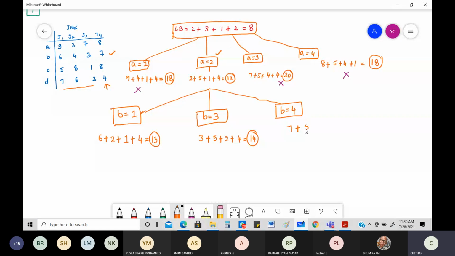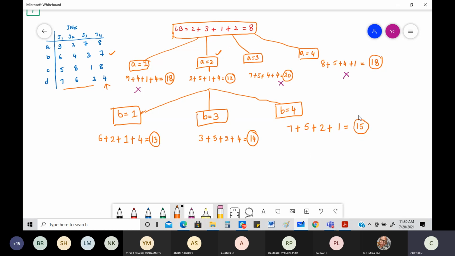Okay, 5 plus minimum among 2, 8, 6, 2. Minimum among 7, 1, 2, 1. What's the value you get? 7, 5, 2, 1 is very much equal to 15.